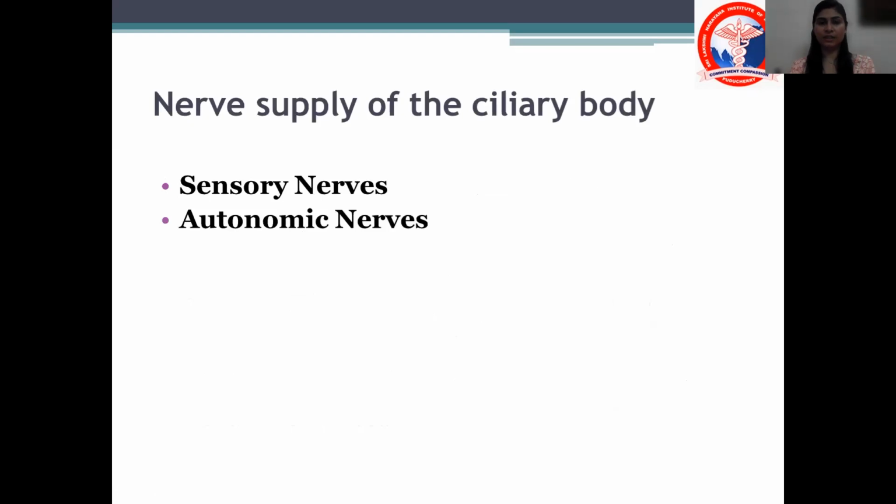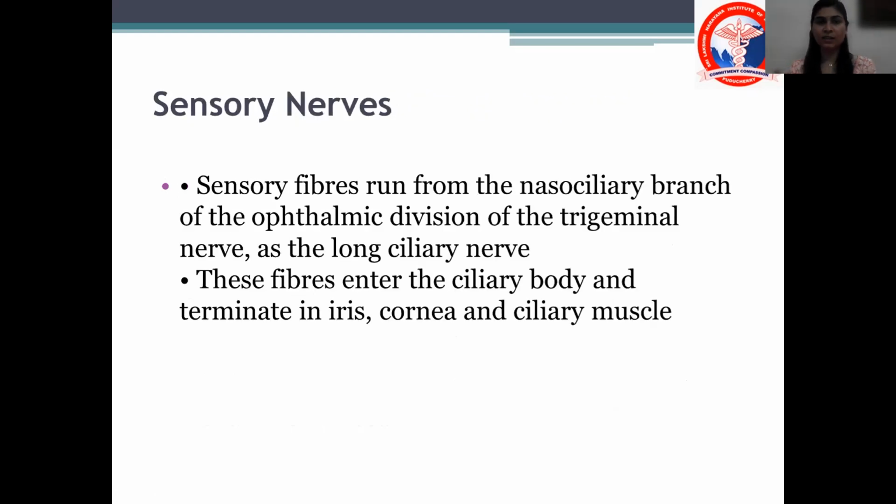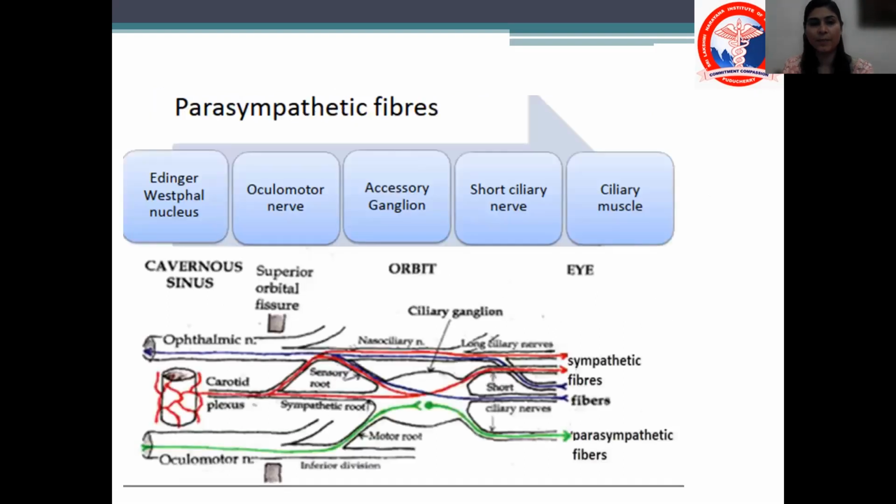Now the nerve supply of the ciliary body is sensory nervous supply and autonomic nervous supply. The sensory fibers run from the nasociliary branch of the ophthalmic division of the trigeminal nerve as a long ciliary nerve, and these fibers enter the ciliary body and terminate in the iris, cornea and ciliary muscle.